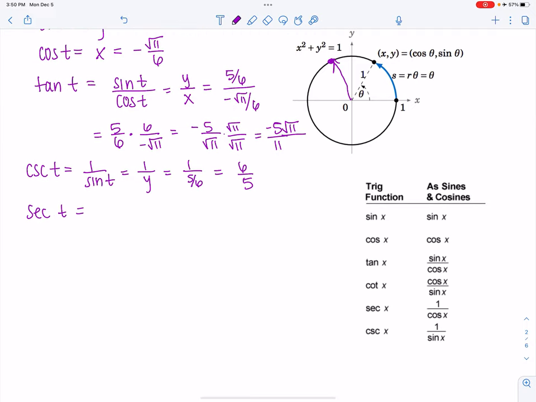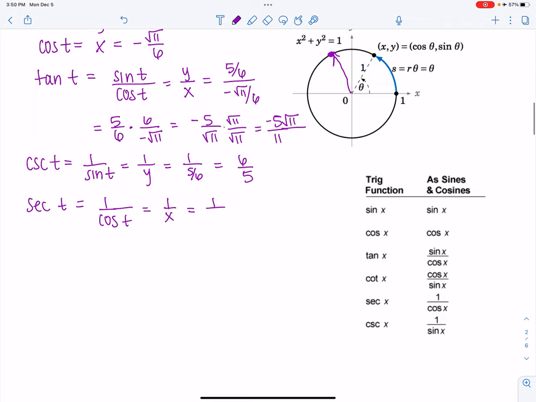And what do we know about secant? Well, we know that secant is 1 over cosine, which is representative of 1 over x. And 1 over x is 1 over my negative root 11 over 6, which is negative 6 over root 11. And again, we want to get that root out of the bottom. So I'm going to do the same thing. I'm going to multiply by root 11 over root 11. And that will leave me with negative 6 root 11 over 11.